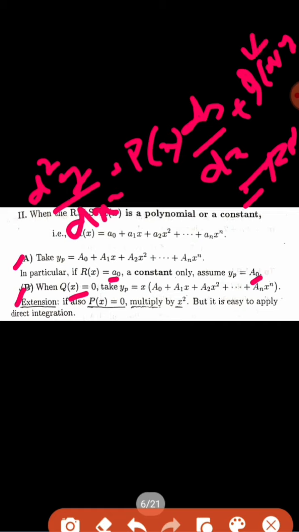If this Qx is 0, then you have to take yp as x multiplied with the previous concept. So x into (a0 plus a1x plus a2x square plus dot dot an x to the power n). If Px is also 0, you have to multiply x square with this, that is x square into (a0 plus a1x plus a2x square plus dot dot an x to the power n).